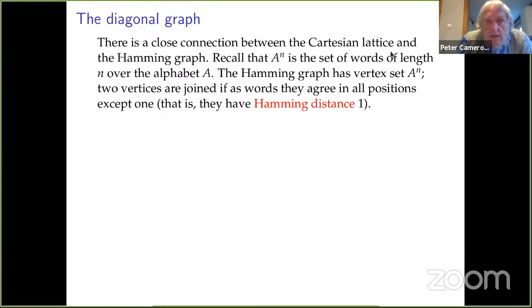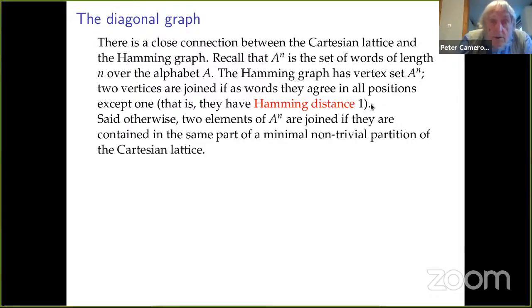So if you go back to a Cartesian lattice, remember the vertex set is A^N. And the minimal partitions are the ones where you just fix all the coordinates except one and vary one coordinate. In other words, two points are joined if they agree in all positions except one. This is a graph called the Hamming graph, which is very important in coding theory. So two elements of A^N are joined if they're contained in the same part of a minimal non-trivial partition of the Cartesian lattice. So the Hamming graph comes directly from the Cartesian lattice by looking at the minimal non-trivial partitions.